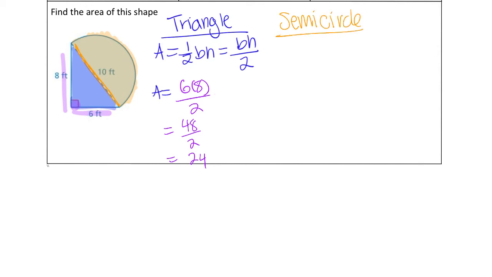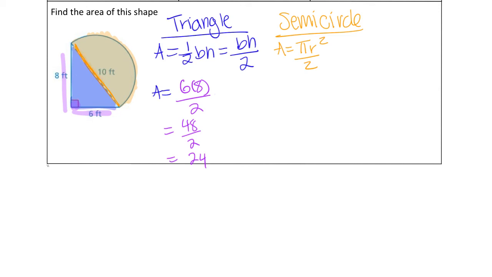Then I'm going to find the area of the semicircle. Take a second and write down the formula for area of a circle. Yep, you got it. Area is pi times the radius squared. Then for a semicircle, I need to just divide that by 2. So I'm going to go ahead and write that in so I don't forget it.